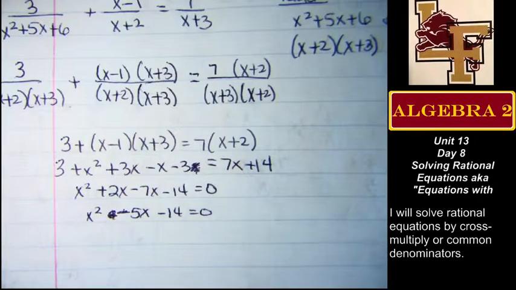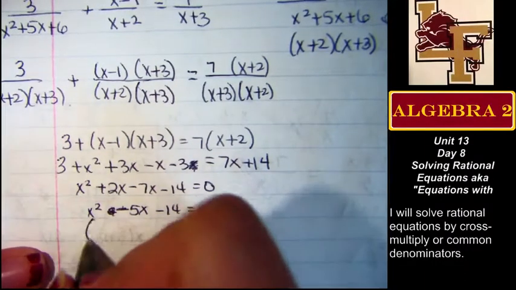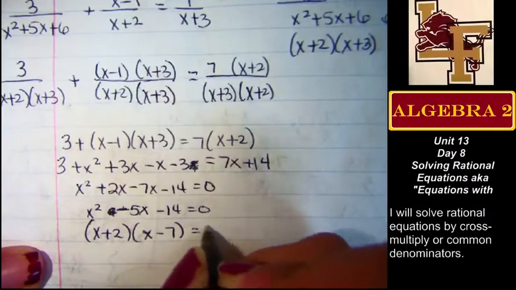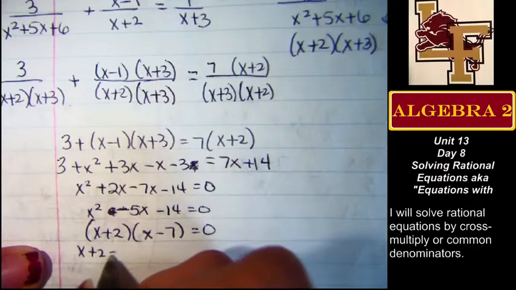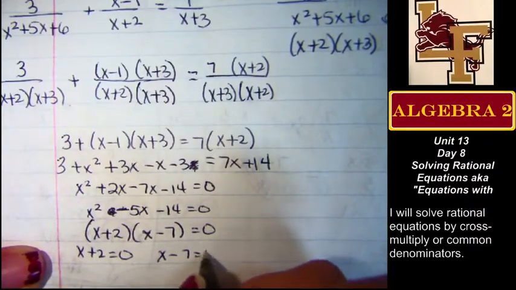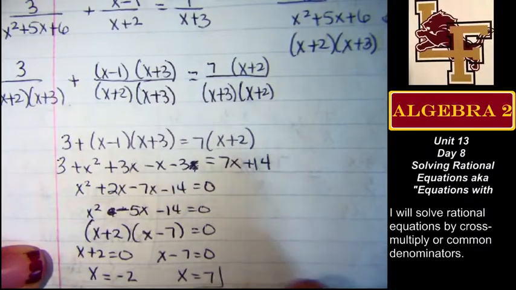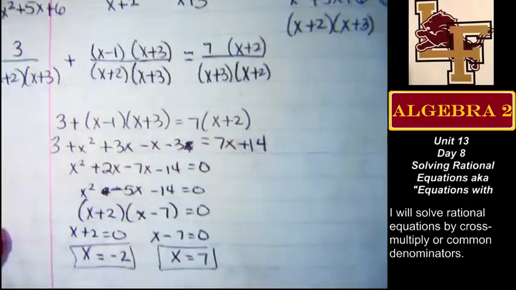Okay, I think I want to factor, because factors of negative 14, 2 and 7, that when I add give me negative 5: positive 2, negative 7. Zero product property. Solve each of those. So my answers could be negative 2 or 7.